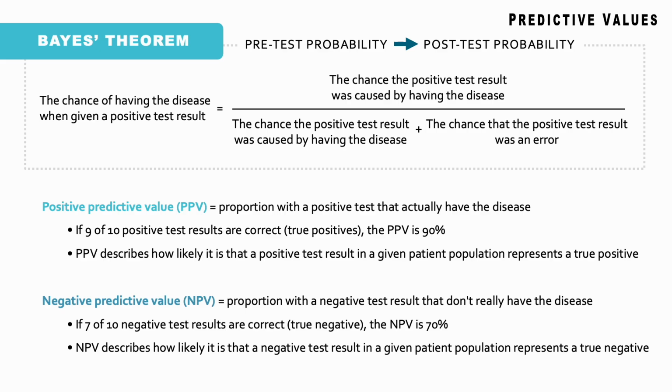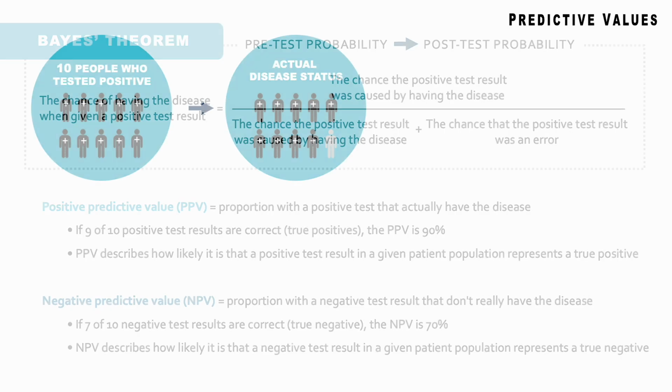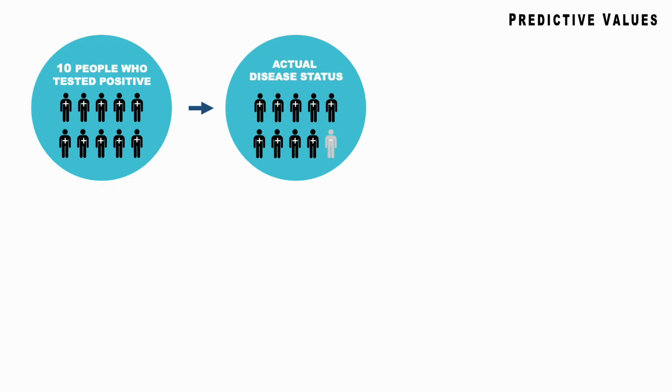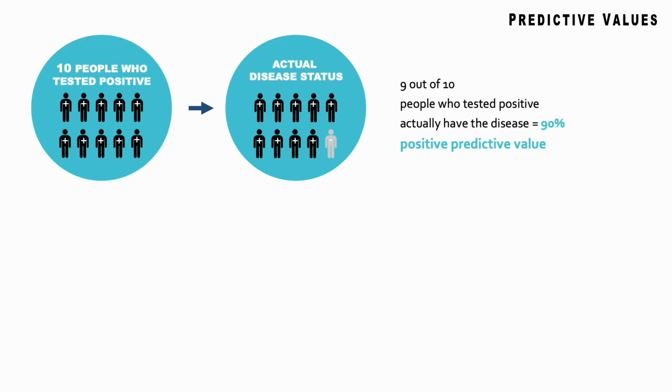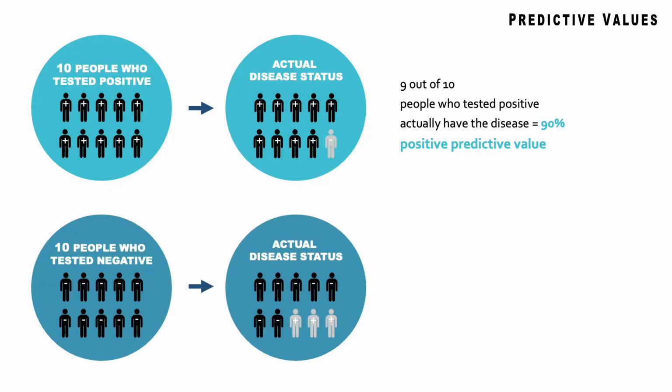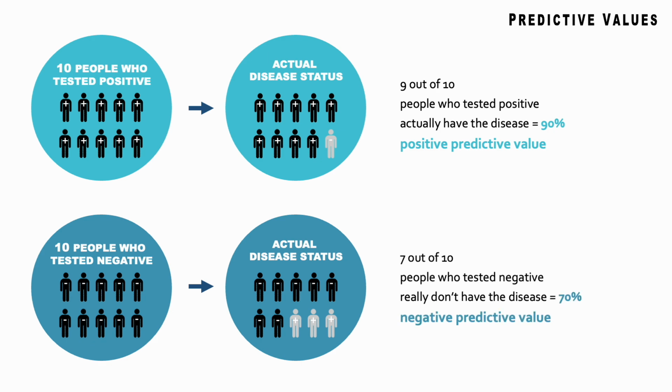A good rule of thumb is that a positive predictive value of at least 10% is needed to justify a screening program. If 9 out of 10 positive test results are correct, meaning they're true positives, then the positive predictive value is 90%. And if 7 out of 10 negative test results are correct, meaning that they're true negatives, then the negative predictive value is 70%.